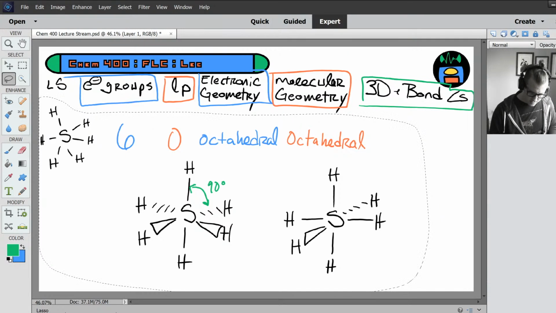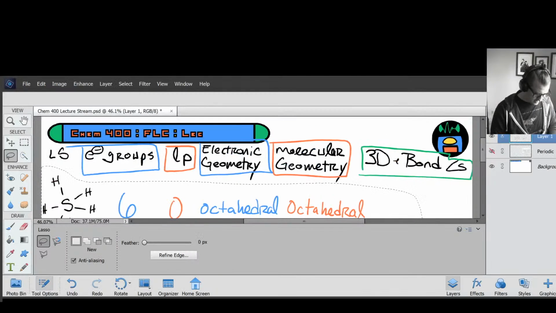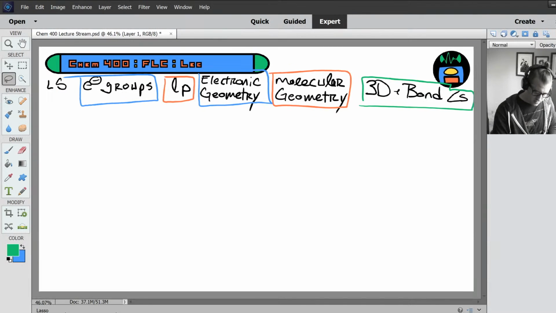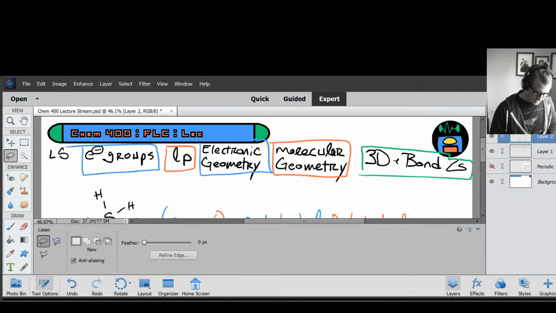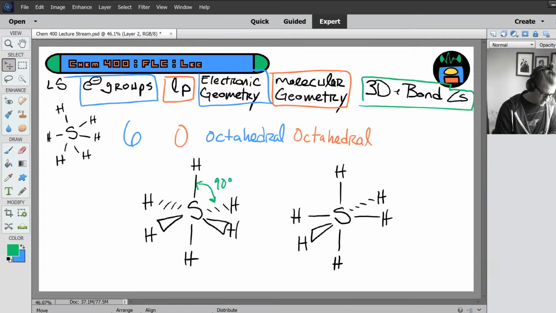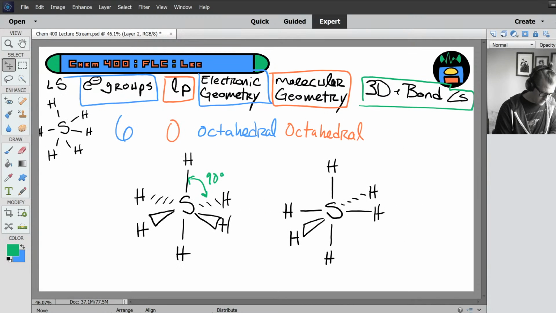And here, hang on. The screen might get a little janky for just a second. I apologize. There we go. I accidentally drew something in the wrong layer, so okay, now we're good.